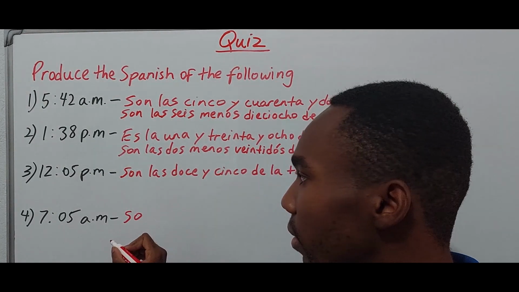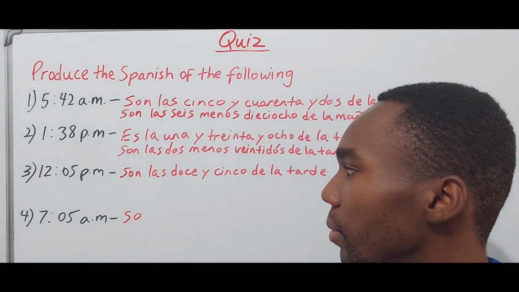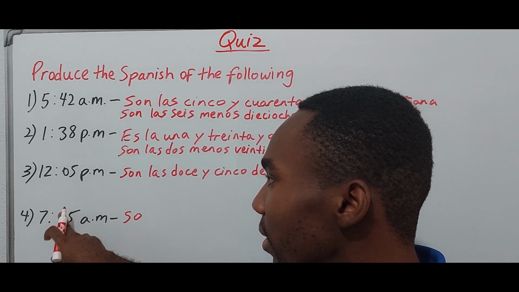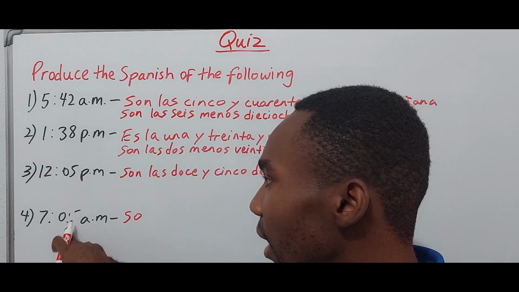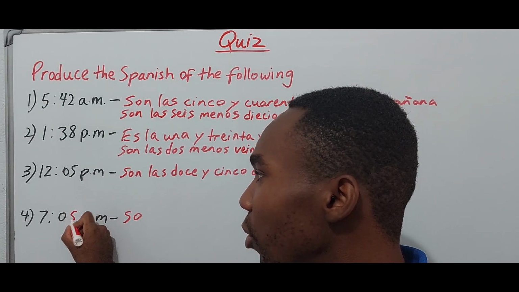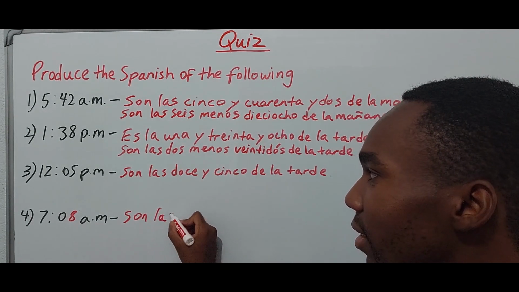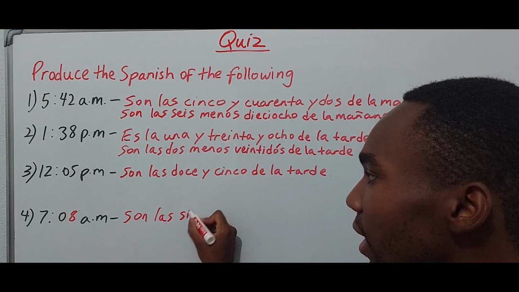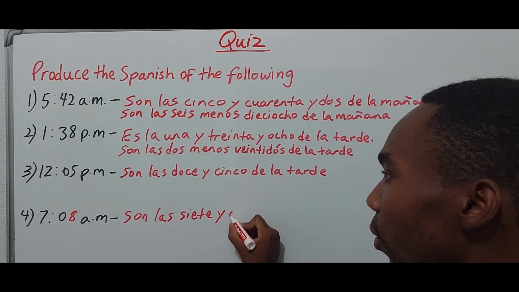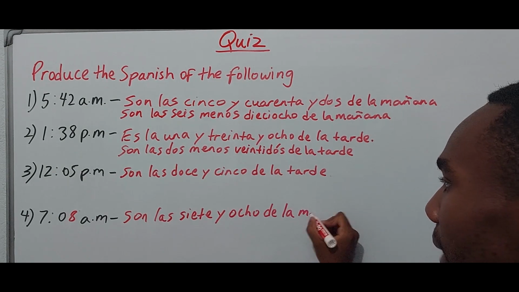And 4. Son. I use the same number. No, let's change that. That would be too easy. Let's say 7:08. So son las 7:08 de la mañana.